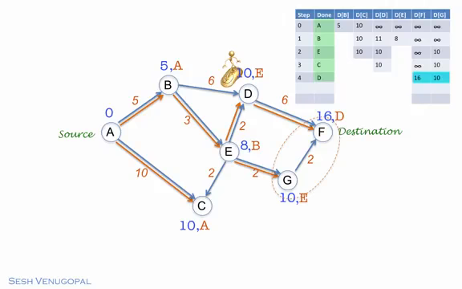Next iteration. Of F and G in the fringe, G has a smaller distance of 10, so it's picked next and removed from the fringe. Going to G, we see a single neighbor F, whose distance can be reduced to 12 if we get at it via G. So we go ahead and do it, and set F's previous vertex to G. And let's not forget to update the table.